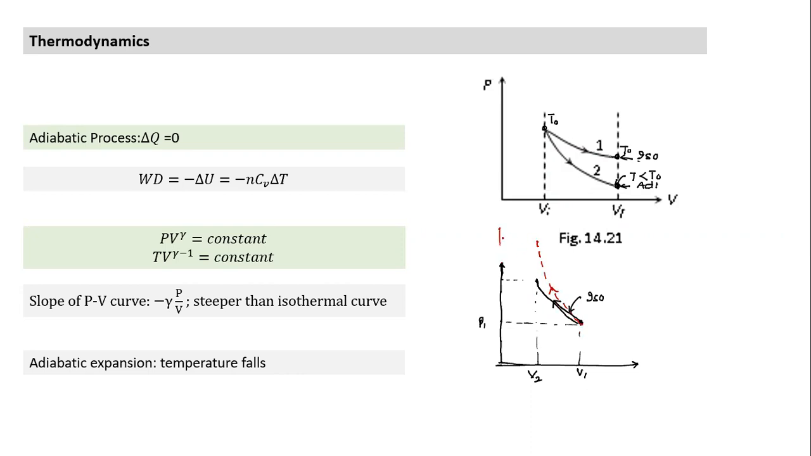When it reaches the same volume, the adiabatic pressure will be much higher than whatever pressure we would have obtained in case of the isothermal process. This will be steeper. And what will happen to temperature when we have adiabatic compression? The temperature rises.